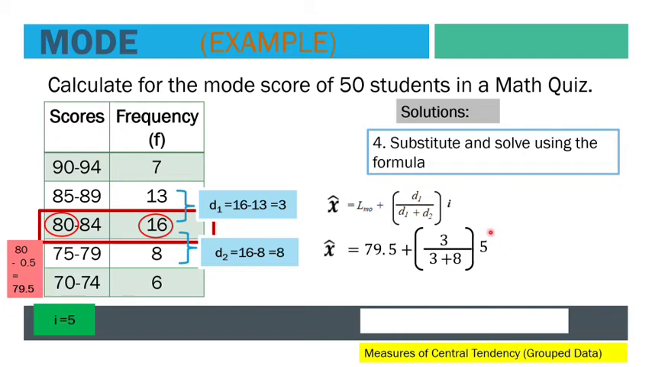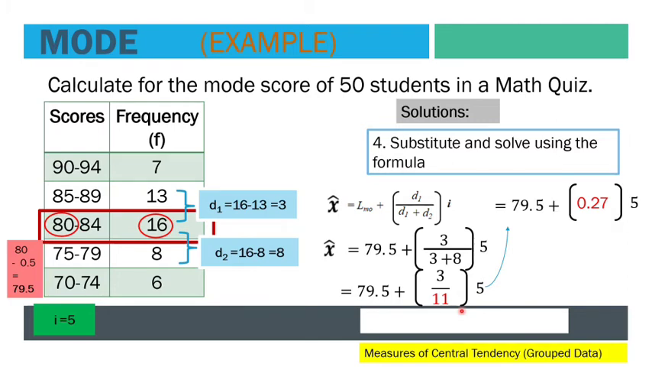Next step is to perform the operations involved applying the PEMDAS rule. So where are we going to start? Yes, with the denominator, the 3 plus 8. So that will be 11. And then we just need to copy all the other numbers. Okay, do you follow? Next, we have to simplify this expression inside the parentheses, the 3 divided by 11. That will give us 0.27. That's right. And then copy all the other numbers.